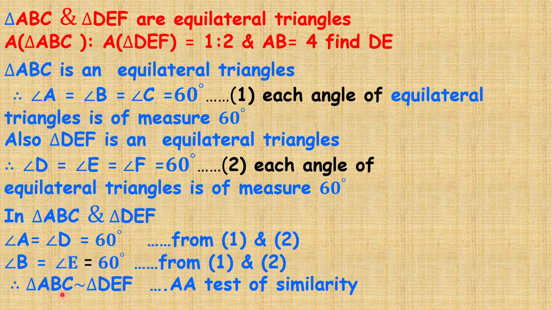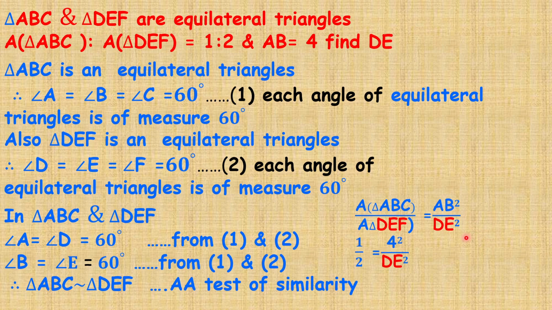We know that if these two triangles are similar, then the ratio of areas of both triangles is equal to the ratio of squares of their corresponding sides. Therefore, area of triangle ABC upon area of triangle DEF is equal to AB square upon DE square. इथं लक्षात घ्या AB दिलेले AB ची corresponding side आहे DE. Therefore, AB square upon DE square. Write the reason: the theorem of areas of similar triangles.